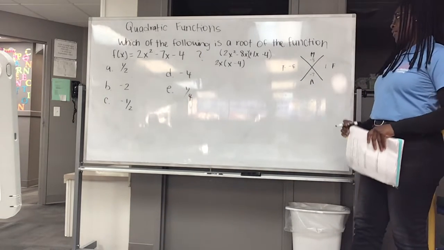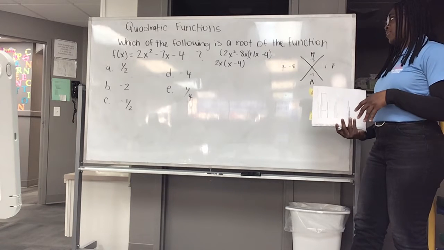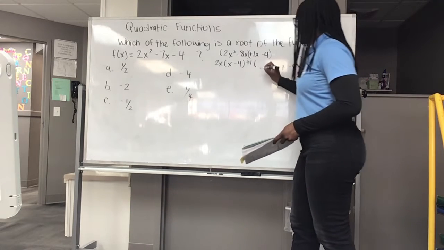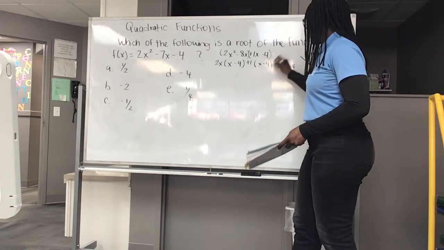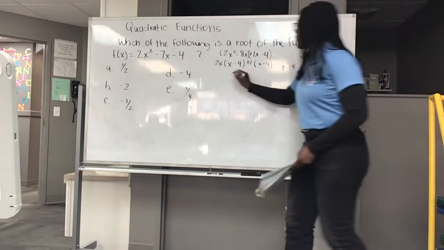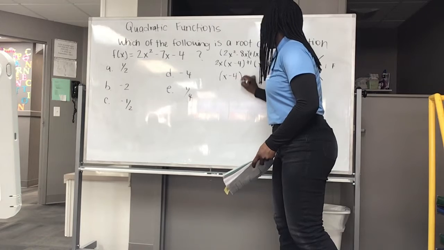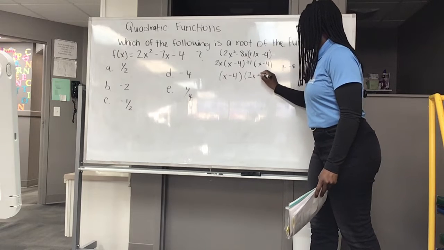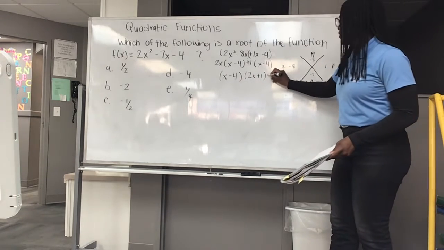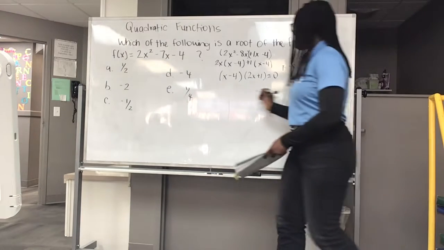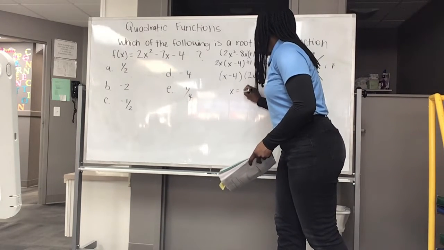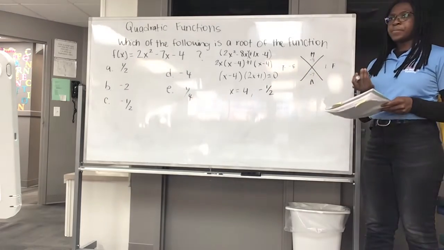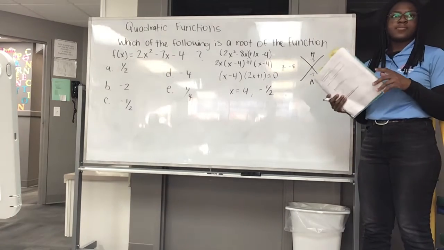And then out of my 1x minus 4, I can take out just a plus 1. So that leaves me with x minus 4. These two are the same, so I only need it once, x minus 4. And my second one is 2x plus 1. Then we'll set those equal to 0 and solve for x. X should equal 4 and -1/2. So what would the answer be? Which one? C. Yeah, C.